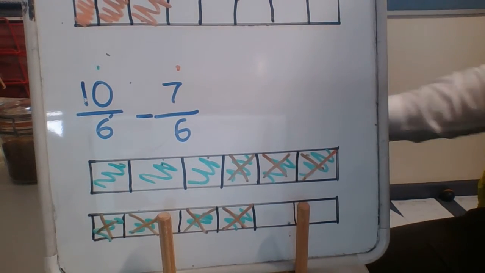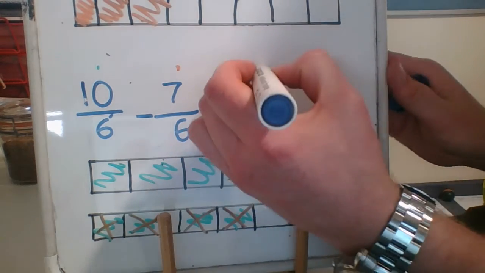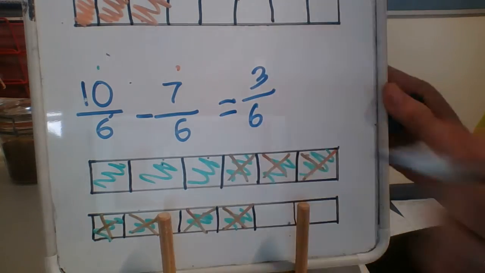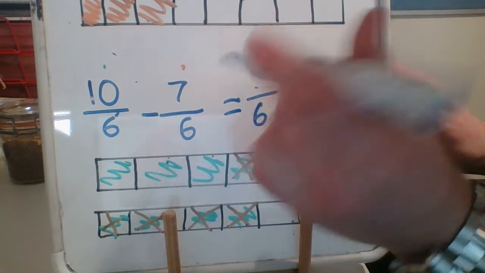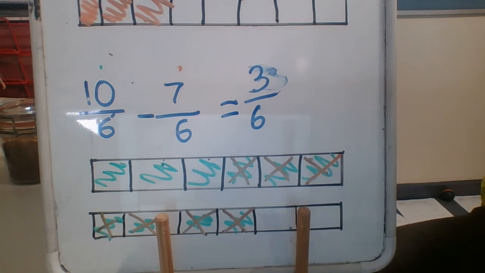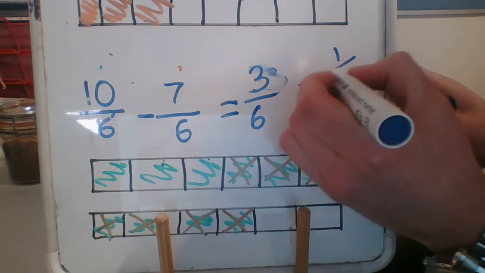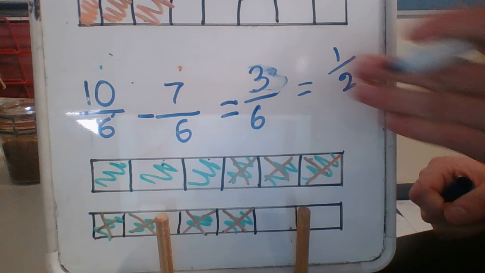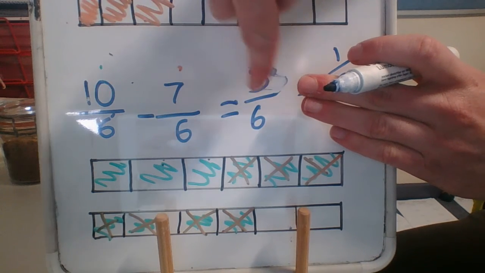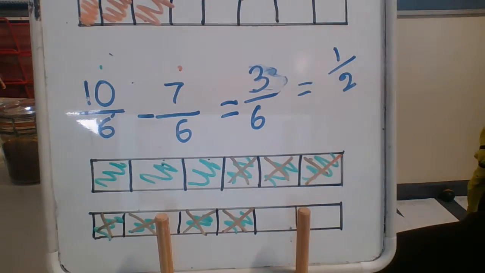6 have been subtracted, which would leave me with 3 parts out of 6 left over, or 3 sixths. Whoops, I'll fix up that. 3 sixths left over. And you could even simplify that if you wanted to say that's the same as a half. But if we come back to looking at just here, again, we can see the denominator has not changed. It's still 6, and we've taken 7 from 10 to make 3.